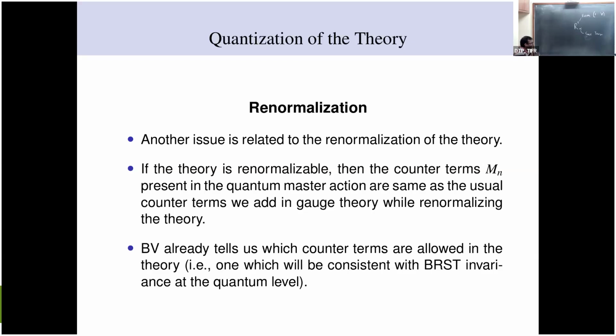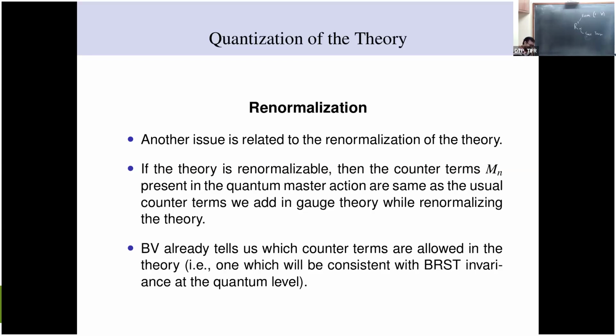Okay. And BV already includes information about all these quantum terms, because we are dealing with the quantum corrected theory in one shot. So it knows about the solution of this quantum master equation, and knows about all the counterterms which should be present in the theory. They will all be there.